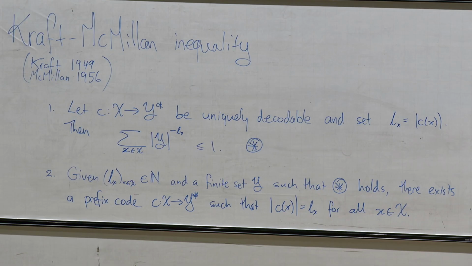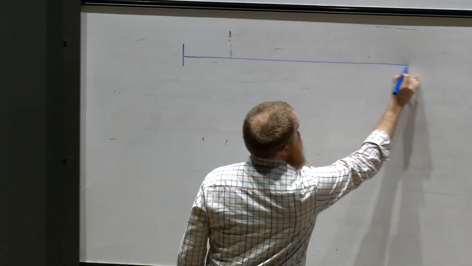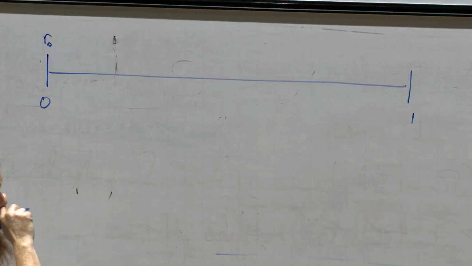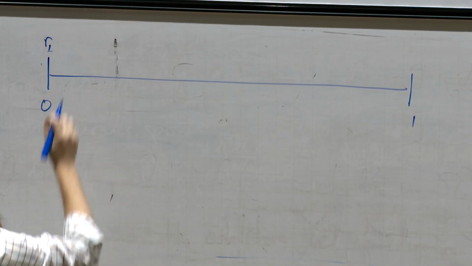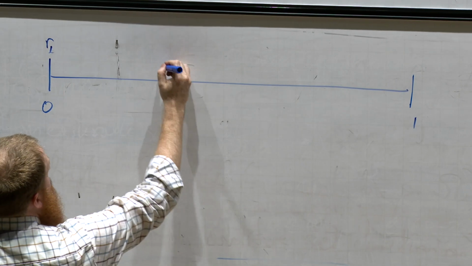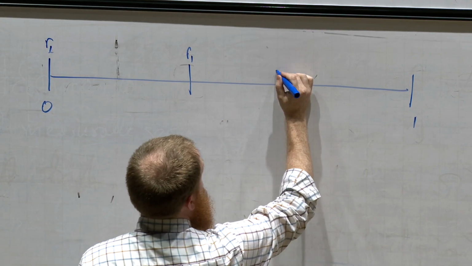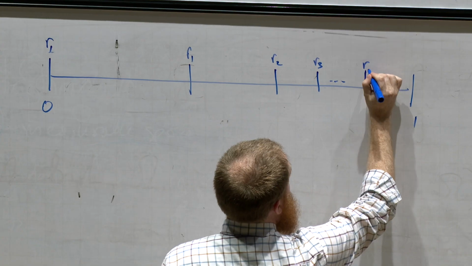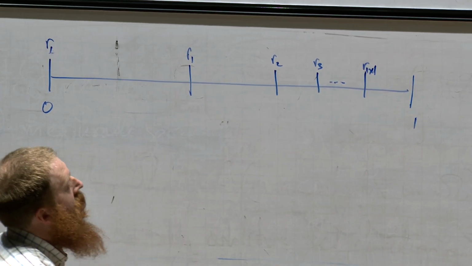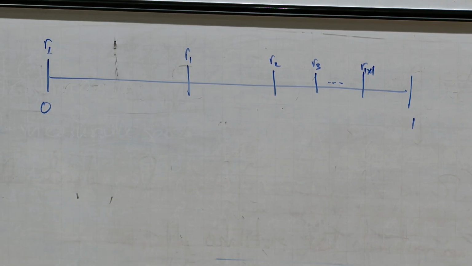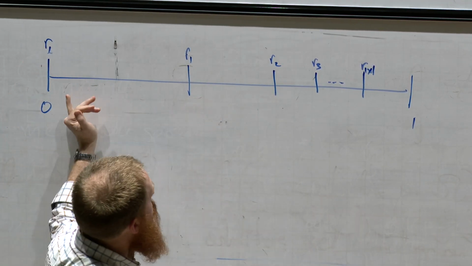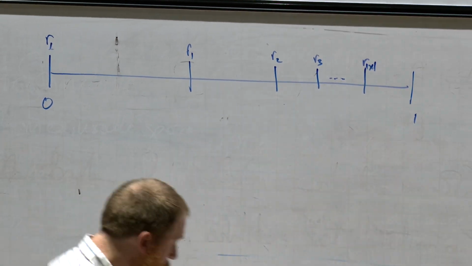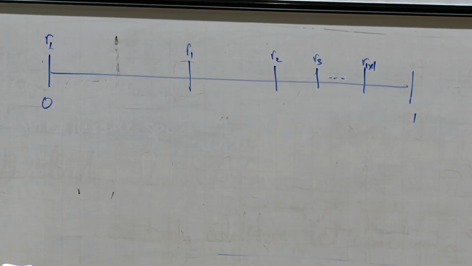In fact, if I drew a picture of it, here's the interval from 0 to 1. And here is R_0, or R_1, sorry. There's nothing less than it, so it starts at 0. And then I get R_1, R_2, R_3, up to R_mod X. And then there might be a bit left over on the end. But here are the numbers that I'm working with, and you'll notice that the distances between them are decreasing because of the way I've ordered my code words. So what am I going to do? How am I going to define a code?